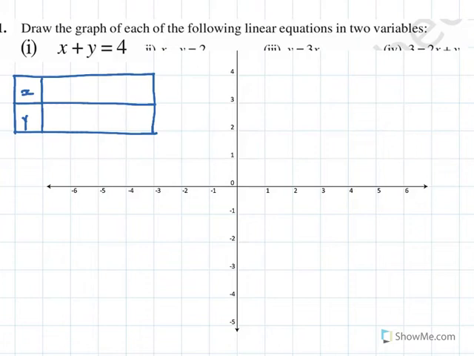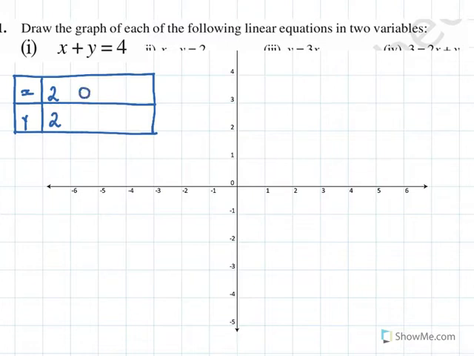Draw the graph of each of the following linear equations. The first is x plus y equal to 4. If x plus y has to be equal to 4, if x is 2, definitely you'll agree y has to be 2 because x plus y is 4.